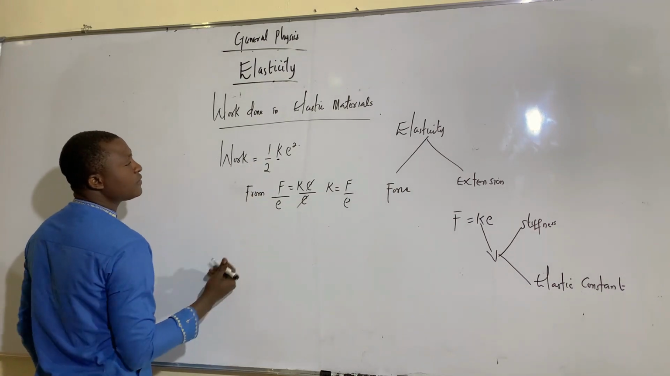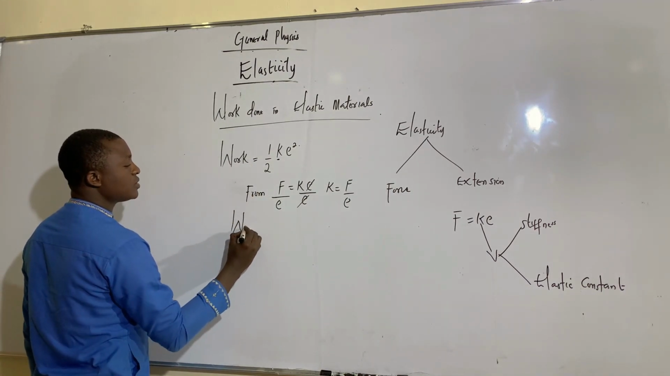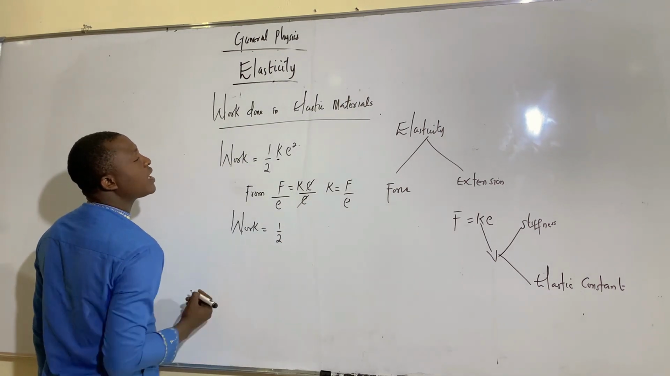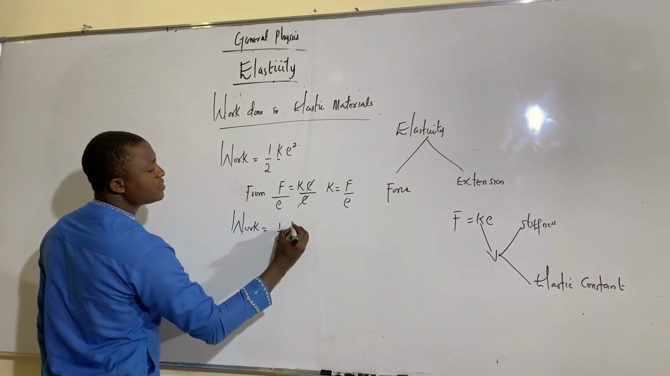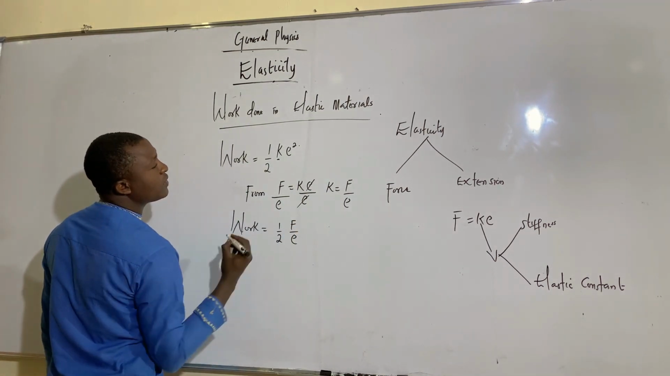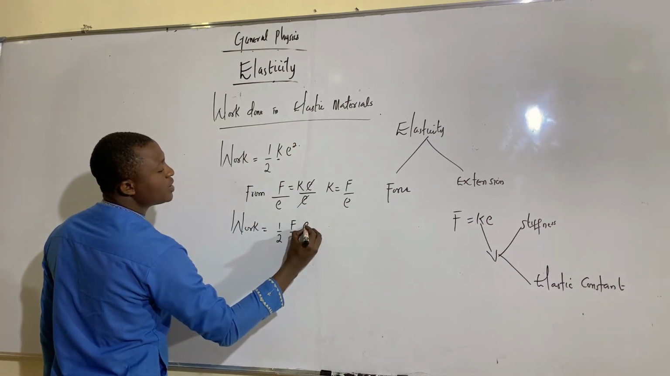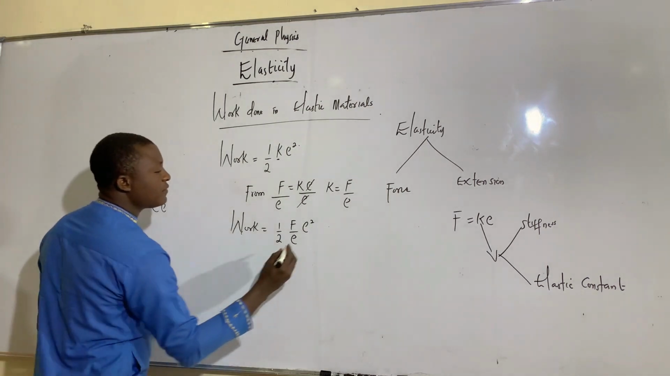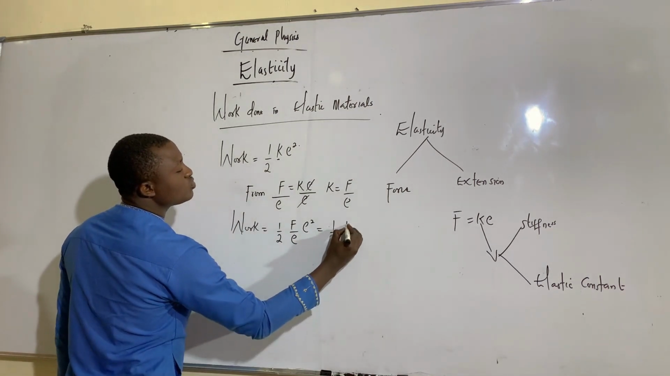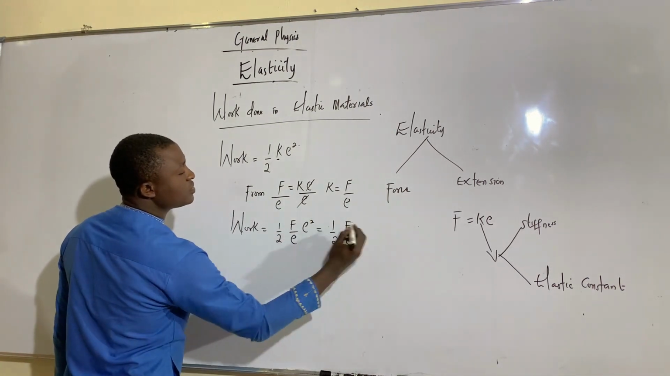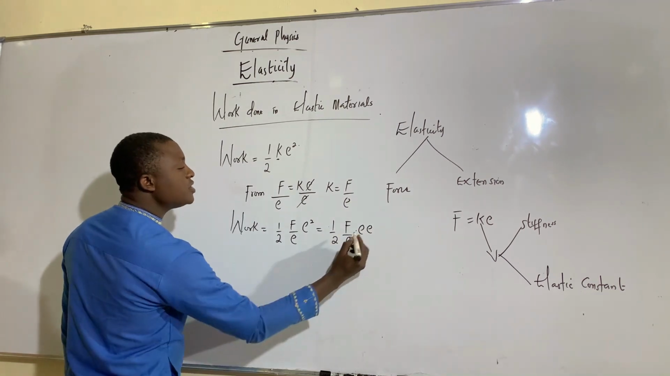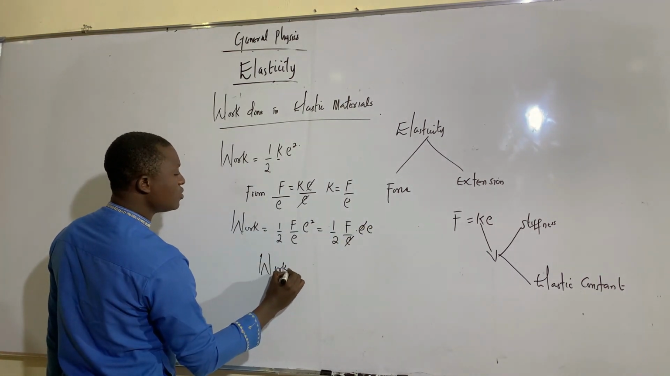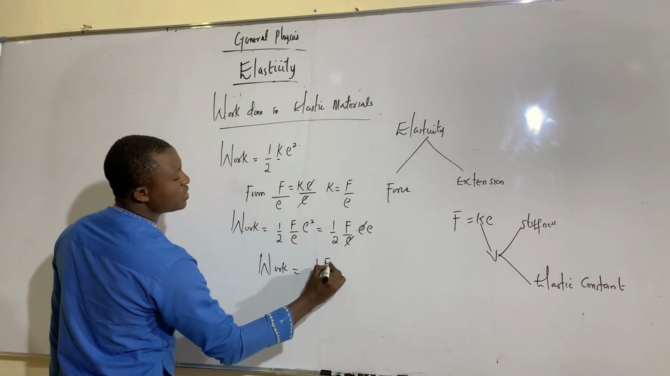If I substitute the value of K into that, work done is equal to 1 over 2, which is half, times K, which is now F over E, times E squared. E squared is nothing but E E. So I can have 1 over 2 F over E times E E, and here E can cancel E. So we have work done is equal to 1 over 2 F E.